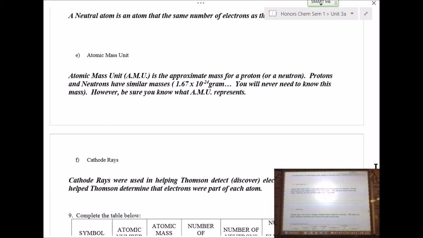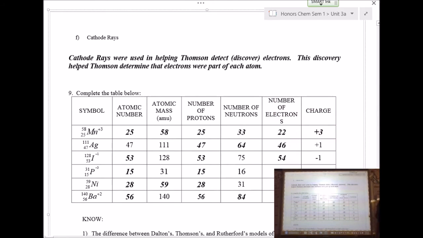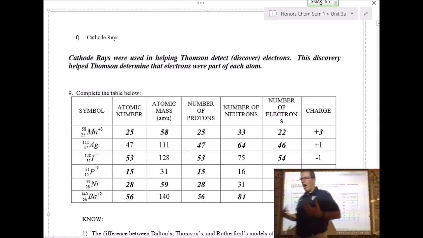The mass, the 1.67 times 10 to the negative 24, doesn't matter here. Okay. All right, cathode rays. We actually already talked about those, but those are the particles that Thompson used in his experiments to identify electrons and modify his model of the atom.